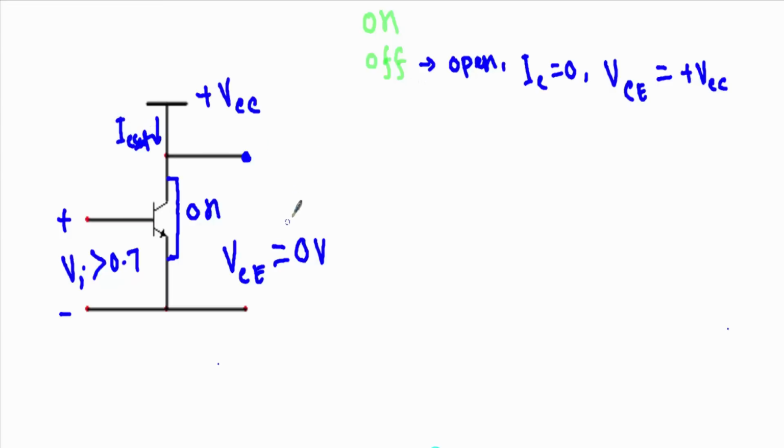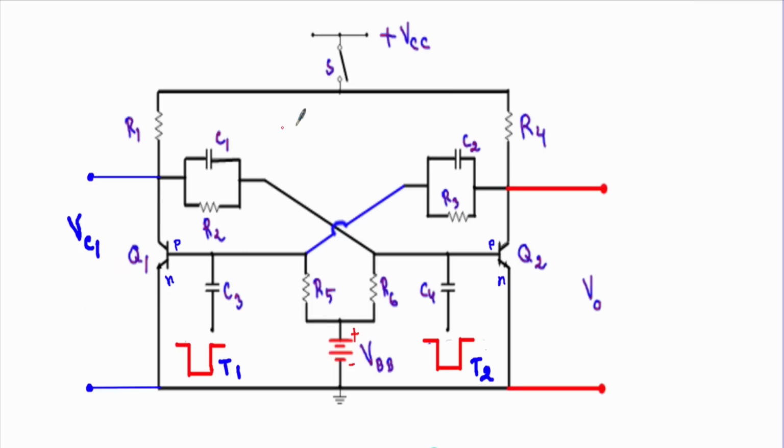So I can summarize this property: when the transistor is in on state, our collector and emitter terminals will get shorted, and collector current will be equal to IC sat, and VCE, collector to emitter voltage, will be equal to 0 volt. So this is the circuit structure of our bistable multivibrator circuit.